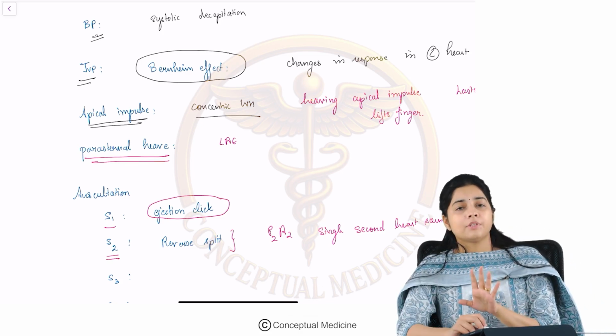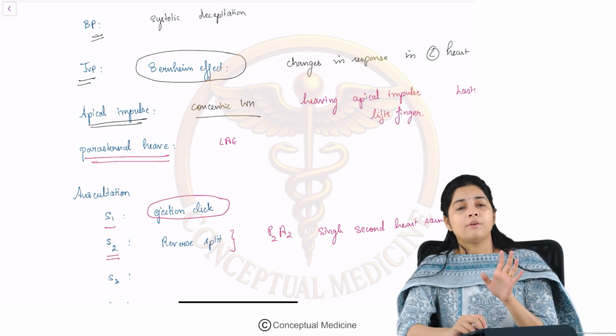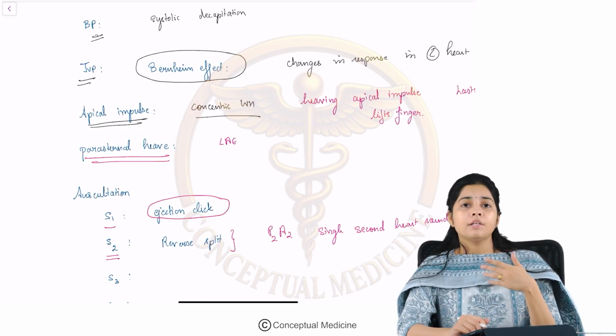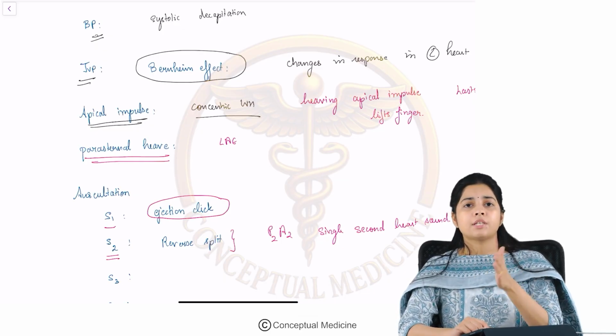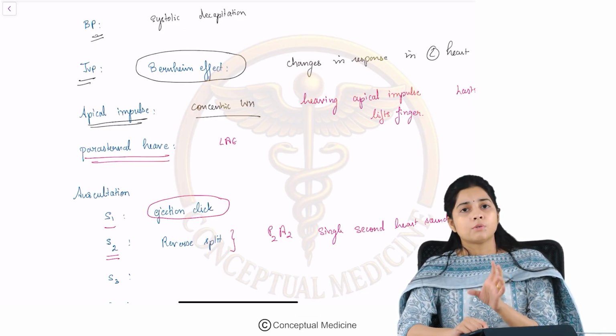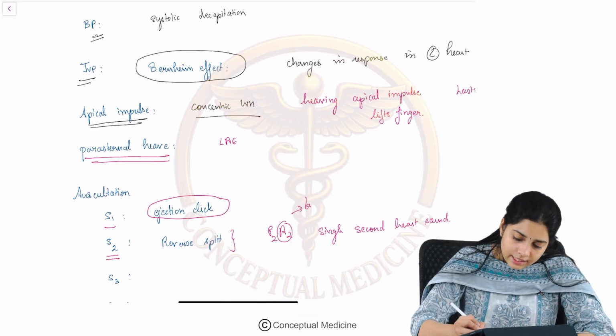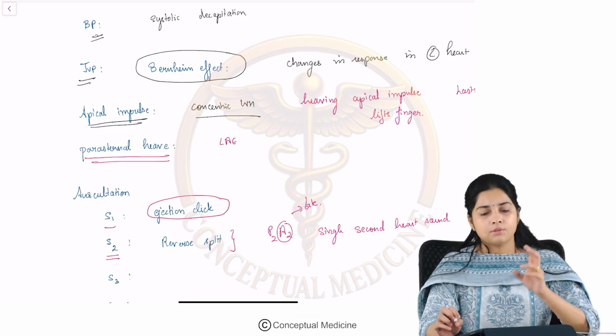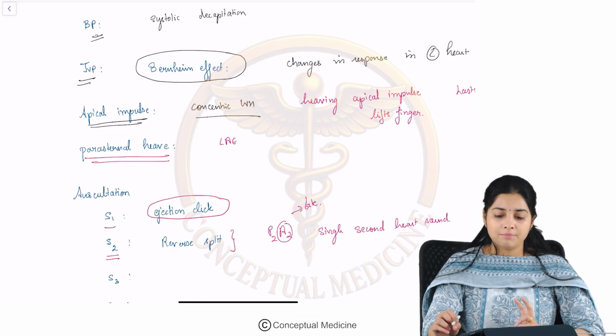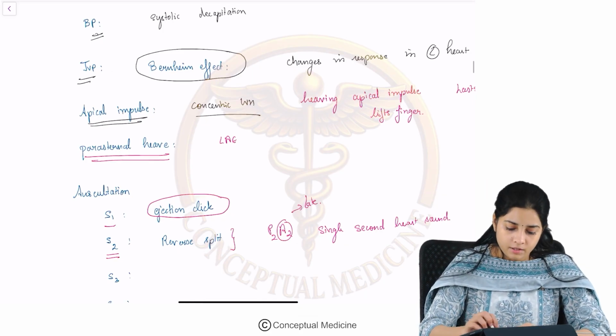Because the pressure gradient across the aortic valve is much higher, the ejection interval across the aortic valve is much higher than that of the pulmonary valve. So, the A2 occurs late and the P2 occurs early. So, they can have a paradoxical or a reverse split of the second heart sound.